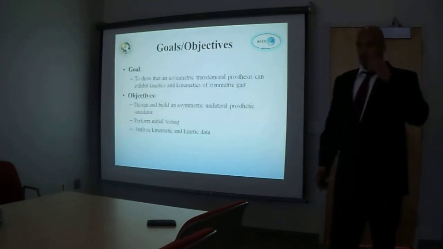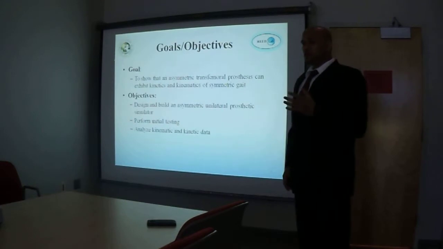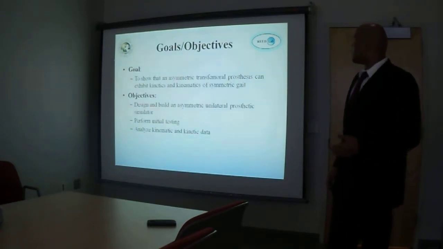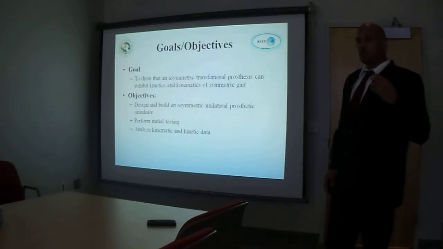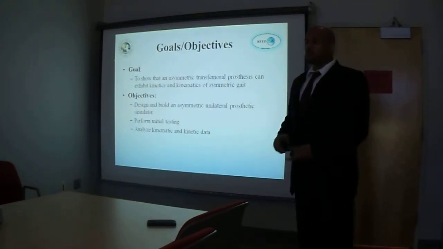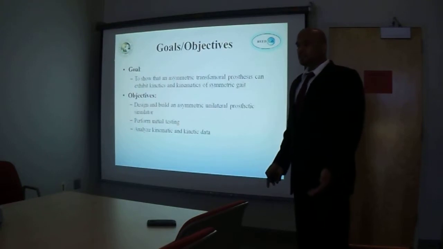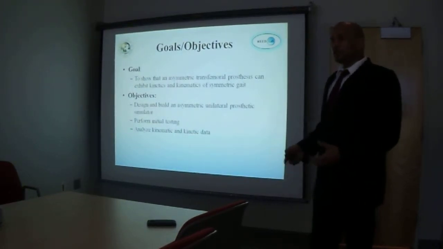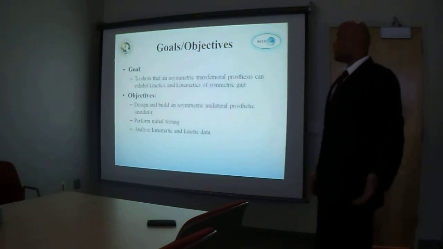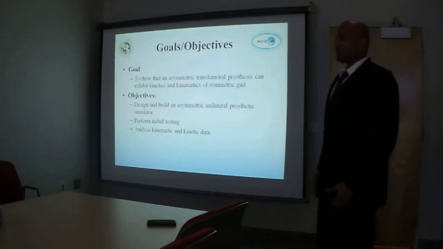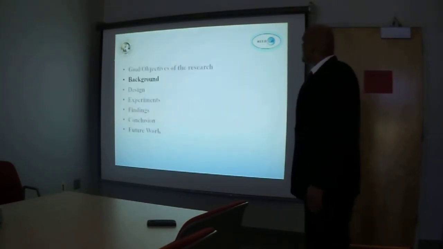So the goal of this project was to show that an asymmetric prosthesis can exhibit the kinetics and kinematics of symmetric walking. The objectives for the time period I was given for the thesis were to design and build an asymmetric prosthesis, do initial testing on it, and analyze its kinetics and kinematics. I'll get to the details of how we did it in the experiment section.